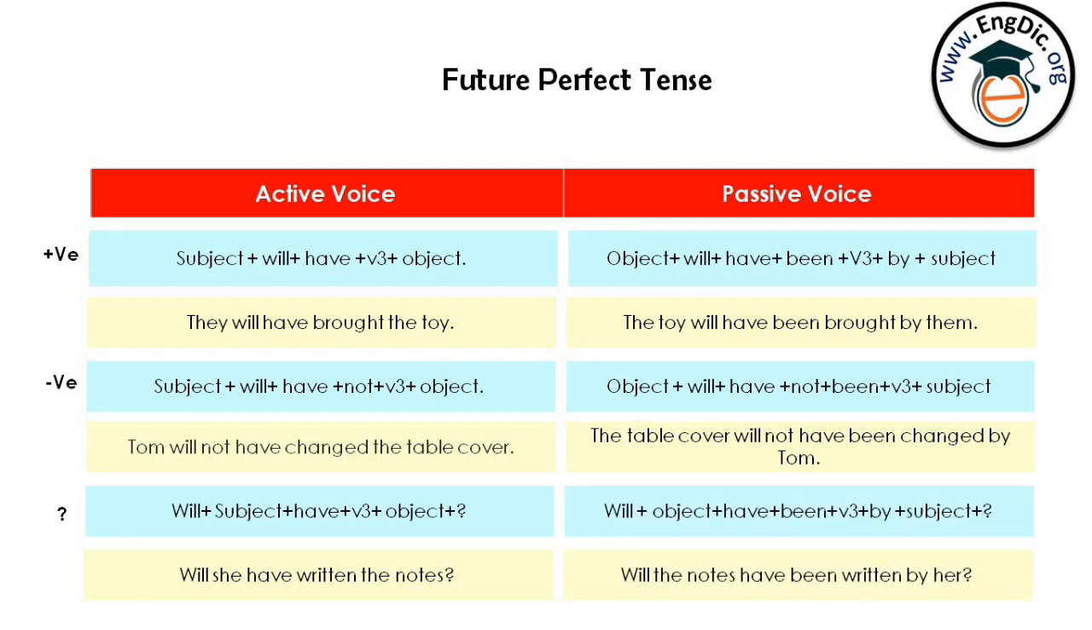The passive voice of this sentence will be, we have to put will, object, have been, third form of verb, by, subject, and then the question mark. The sentence changed to, will the notes have been written by her? Question mark. We have put will, then the object the notes, then have been, and then the third form of write is written, and then by, then subject her, and then the question mark.